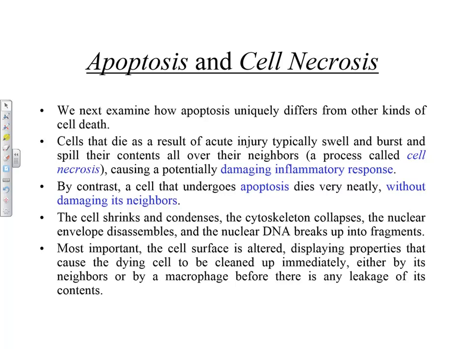Cells that die by necrosis cause a potentially damaging inflammatory response. By contrast, a cell which undergoes apoptosis dies very neatly without damaging its neighbors. The cell shrinks and condenses. The cytoskeleton, which maintains the structure inside the cell, collapses, the nuclear envelope disassembles, and the nuclear DNA breaks up into fragments. Most importantly, the cell surface is altered, displaying properties that cause the dying cell to be cleaned up immediately, either by its neighbors or a macrophage, which is like a trash cleaner, before there is any leakage of its contents. So in apoptosis, the cell dies a very peaceful death.